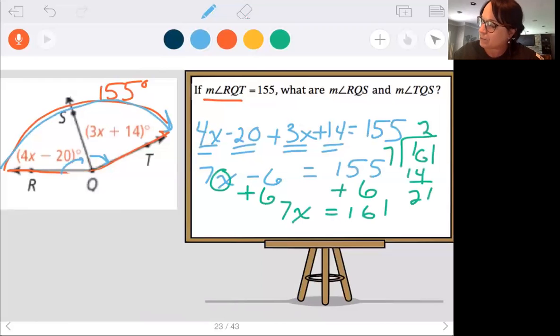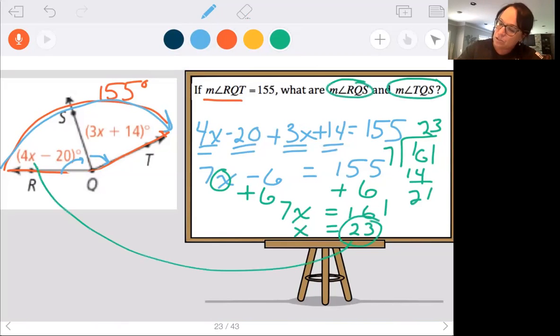I don't have a calculator with me, but that's okay. So x is going to equal 23 when I divide both sides by 7. I am not done with the question. That's what's really deadly with these, is that it asked me not for x, but to find the measures of the angles. So I have to go back and plug those in. So you're going to go get a calculator and you're going to do that.